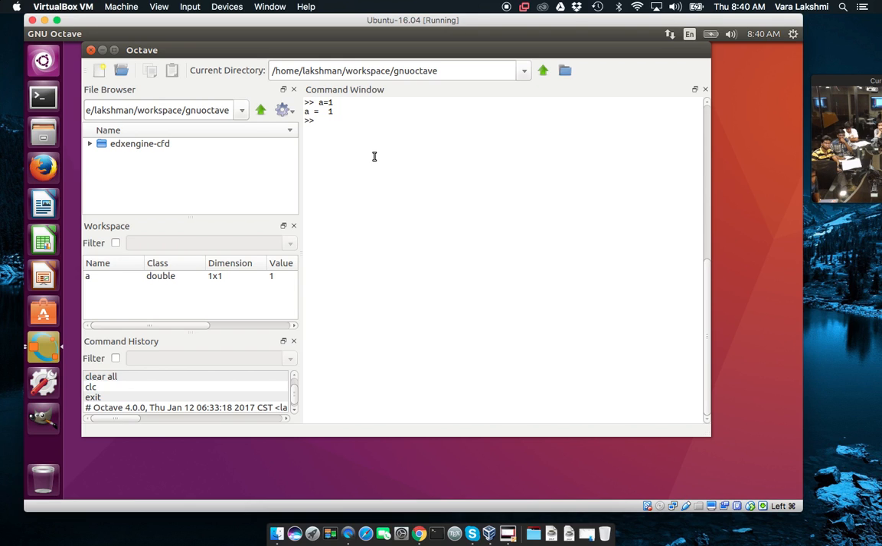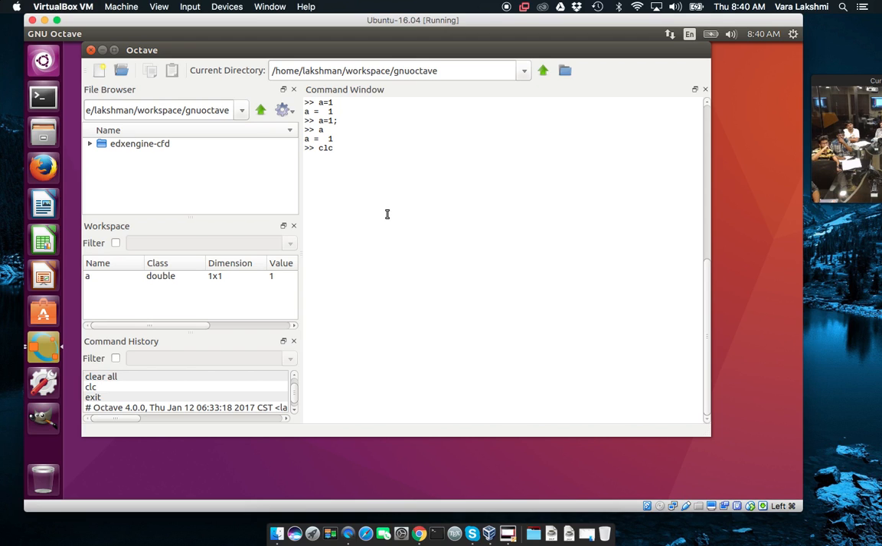As you can see, when I typed a is equal to 1, it just outputted a is equal to 1. It just tells us this is what you typed. If you don't want that to be displayed, you can type a is equal to 1 semicolon and enter, so it won't display, but a is still there. You can see in the workspace a is the variable. If you want to get the value out of it, type a and press enter, and you get a is equal to 1.